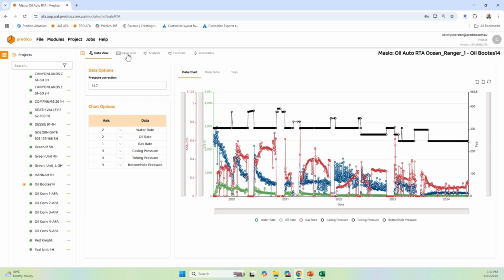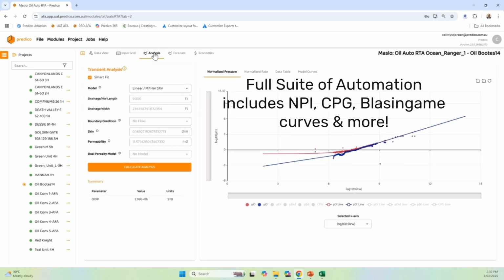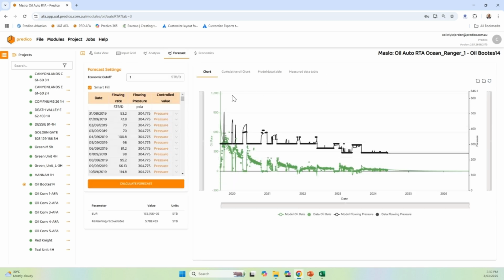Same raw data. We do have some basic inputs, pressures, some basic petrophysical parameters. A fully automated analysis, as we saw in the previous example or examples, we could change inputs and just hit SmartFit and let it calculate. It comes up with a basic productivity model. Forecast is fully automated again, unless we change something.